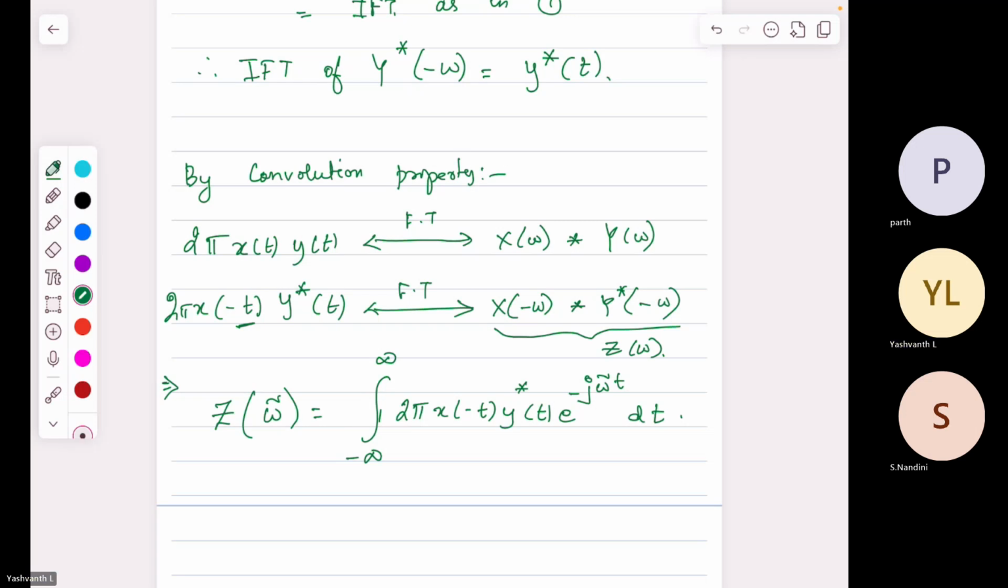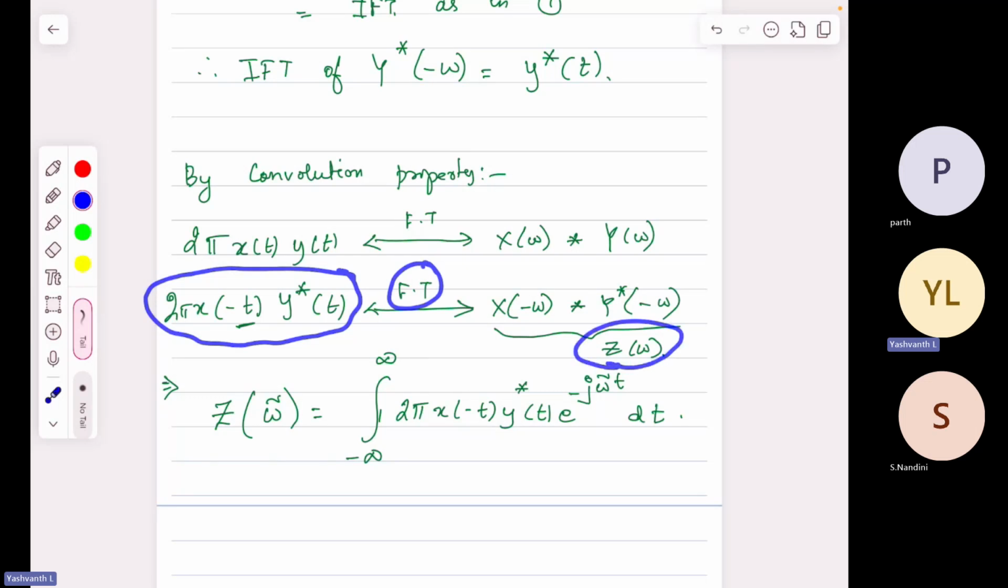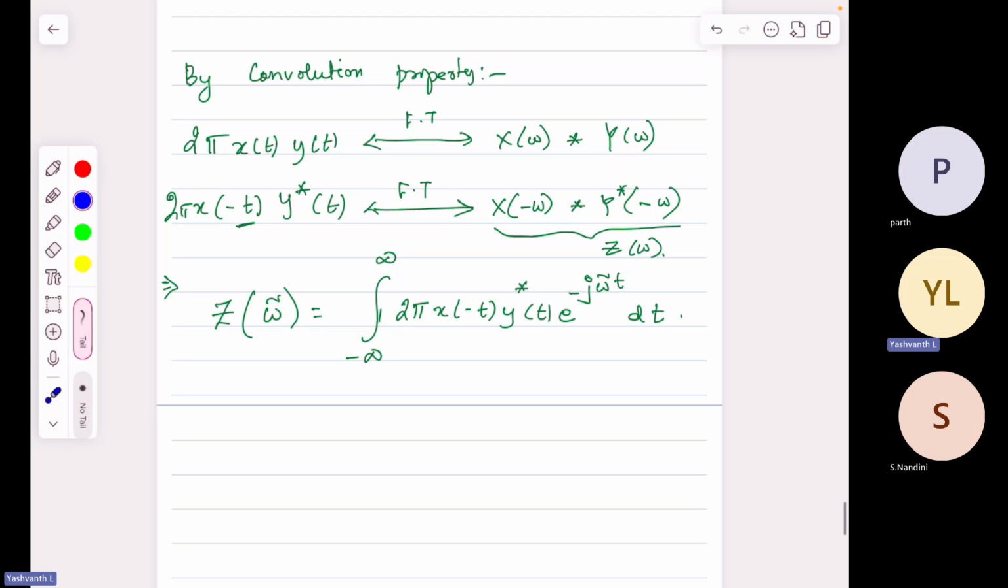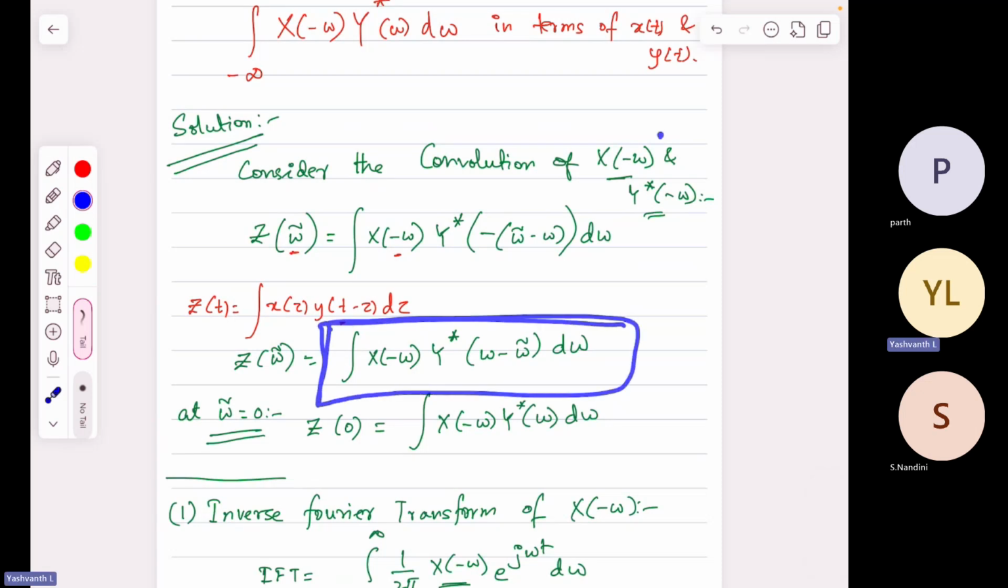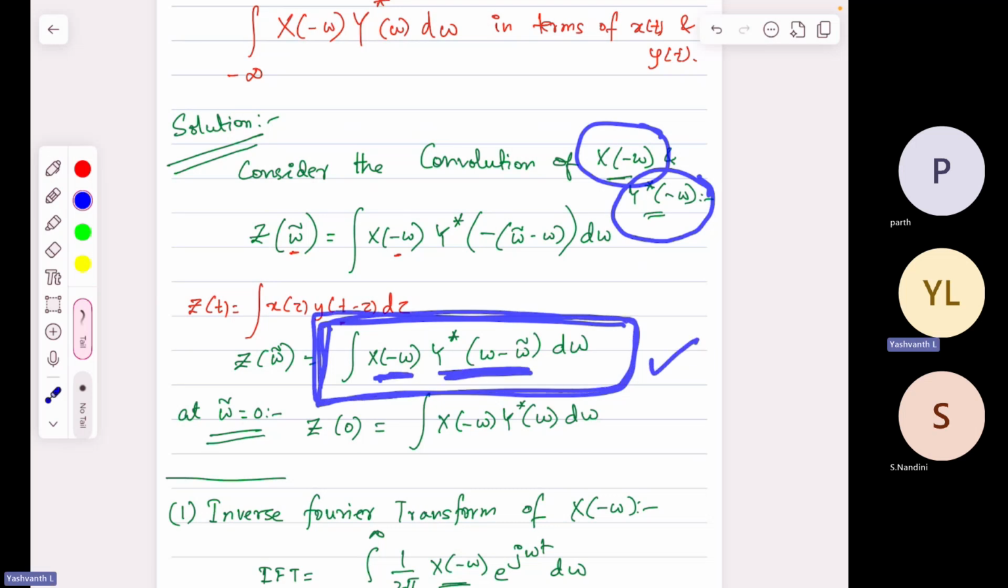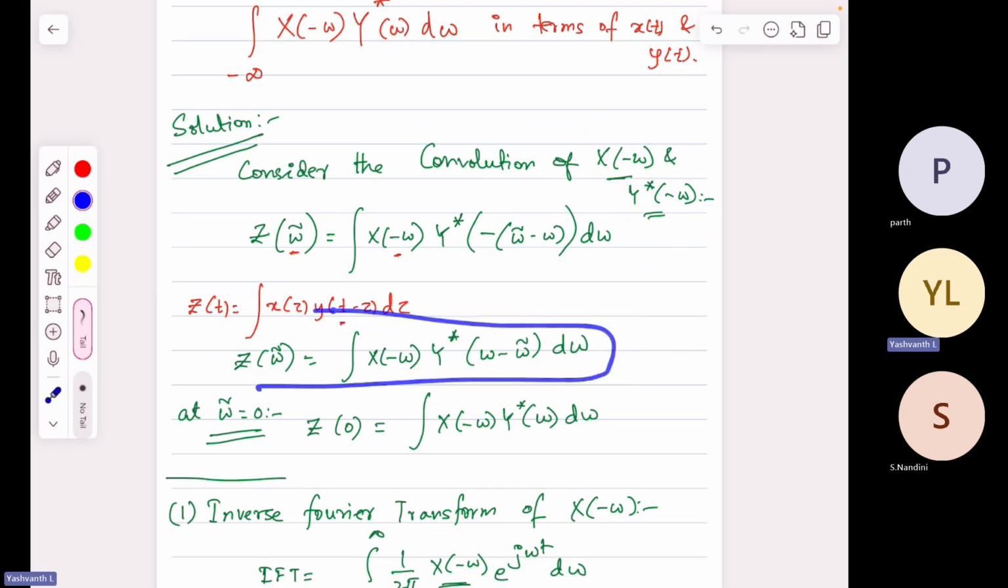Is it clear, this step? All I did is, this signal 2 pi x of minus t into y conjugate of t will have the Fourier transform z of omega. Now I'm just computing this function at omega equal to omega tilde. That means z of omega tilde is equal to the Fourier transform with omega replaced by omega tilde. Is this step clear? Yes, sir. Very good. Now z of omega tilde is a convolution of x of minus omega and y conjugate of minus omega, evaluated at omega tilde. Go back to the definition of how we defined our convolution. We are going to use exactly this integral now: x of minus omega into y conjugate of omega minus omega tilde d omega. That's how we started our solution.